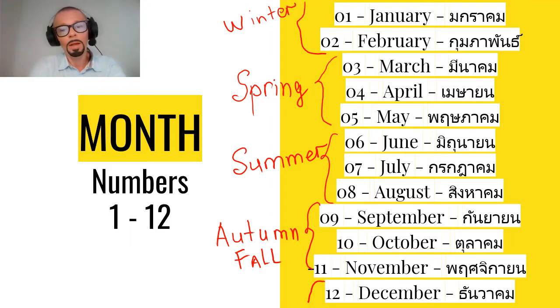So winter actually starts in December. I know that Thai seasons are a little bit different, right? So you have summer somewhere here in March, April, and May, but most of the world has seasons according to what I have showed you. So remember these seasons.